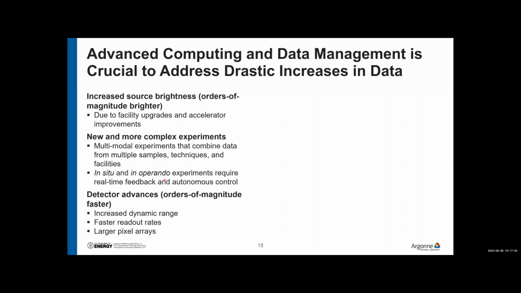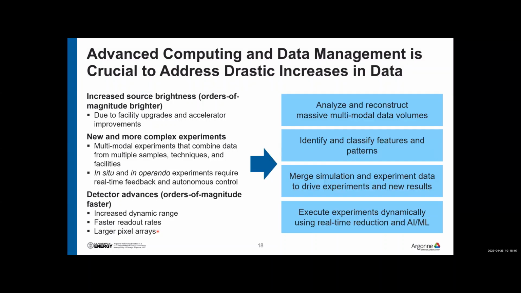For example, the detectors that we use have increased dynamic range, faster readout rates, and very large pixel arrays. A large number of these detectors are multi-million pixel detectors. They are operating at 100 Hertz up to a kilohertz regime. We have multiple of them, sometimes on the same end station, and we have 68 end stations like that. So we really need to invest into analyzing and reconstructing massive multimodal data volumes.